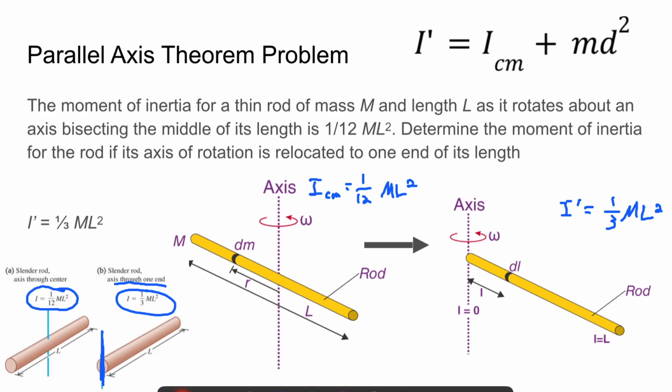So we can use this parallel axis theorem to determine, if we shift our axis of rotation from the center of mass of an object, what our new moment of inertia will be, if we know the new location of our axis of rotation.